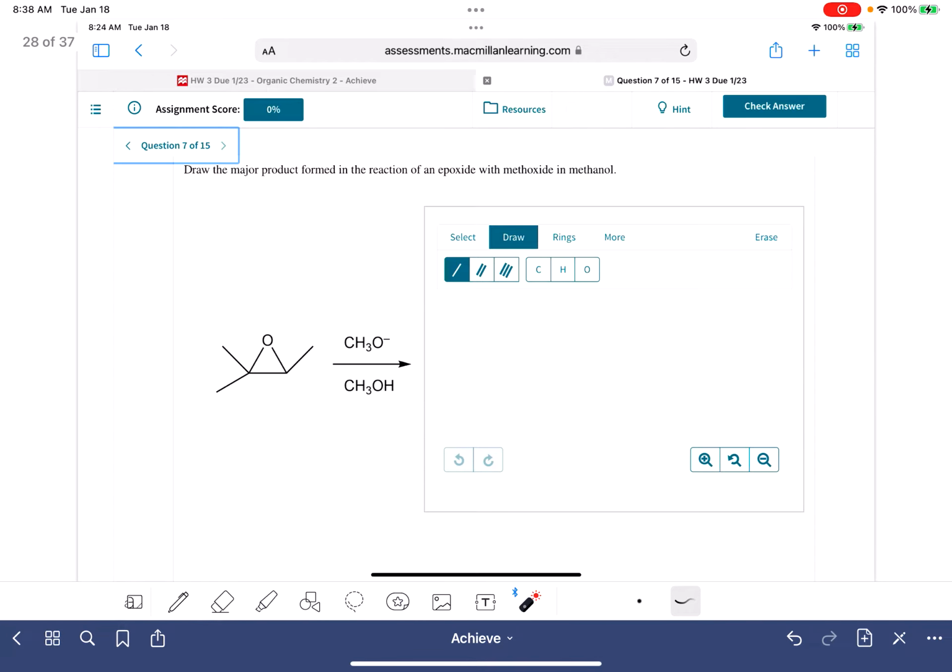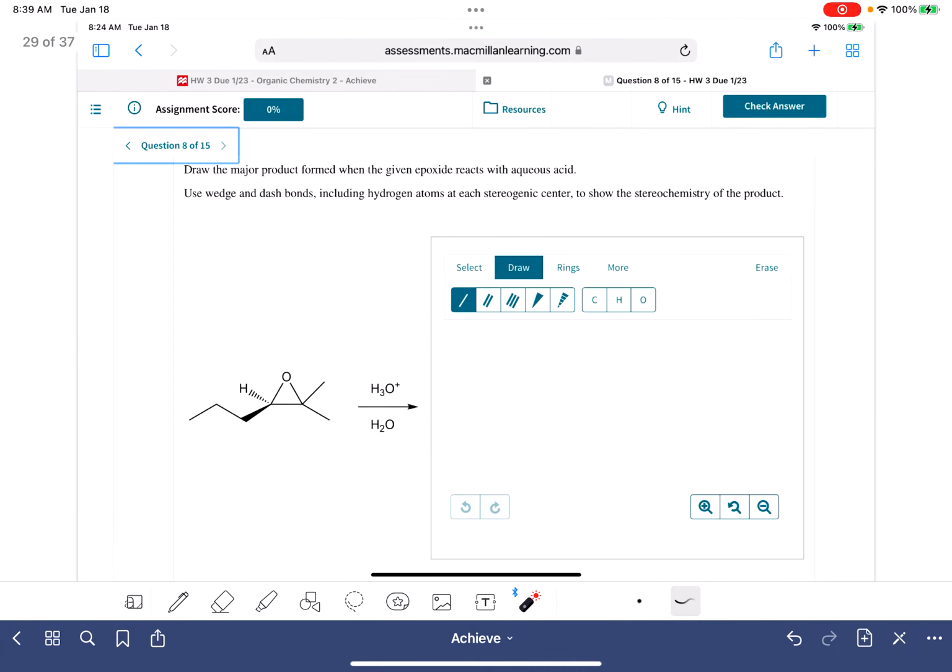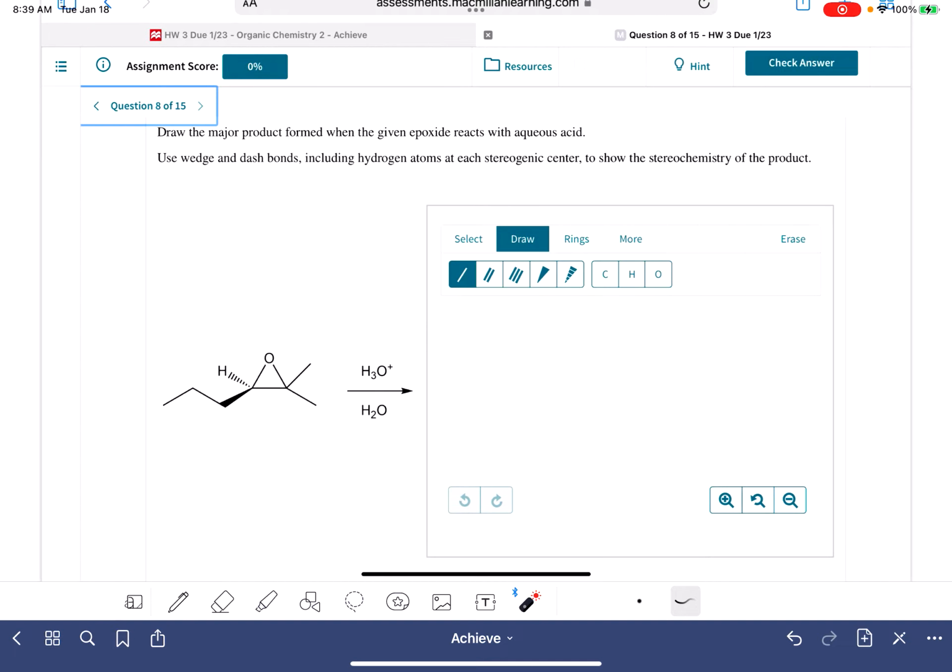Next one, similar question. This one is also a base ring opening under basic conditions. The methanol down here, that's just your solvent, so you're going to ignore it. And this is the molecule that you are using to open the ring, so you want to look up which carbon is going to be attacked in this reaction, which carbon is the base going to attack. And notice that you don't have to show stereochemistry for this one, you just got to get it drawn in the right spot. And then we have an acid catalyzed ring opening reaction.